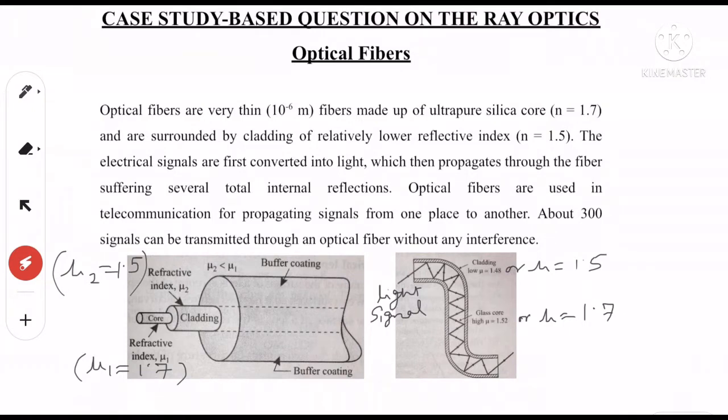In the figure, this is an optical fiber. This portion is the core of higher refractive index, and this is surrounded by a cladding of lower refractive index, and this whole optical fiber is surrounded by a buffer coating for protection. And in this diagram, this signal suffers multiple reflections.